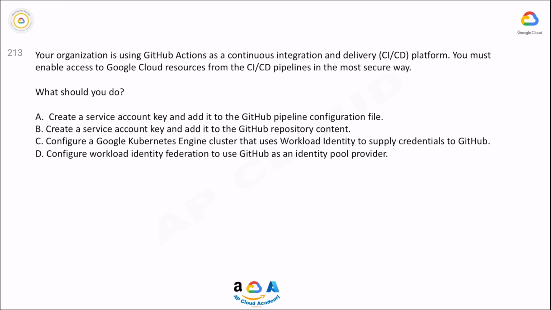A. Create a service account key and add it to the GitHub pipeline configuration file. B. Create a service account key and add it to the GitHub repository content. C. Configure a Google Kubernetes Engine cluster that uses workload identity to supply credentials to GitHub. D. Configure workload identity federation to use GitHub as an identity pool provider.